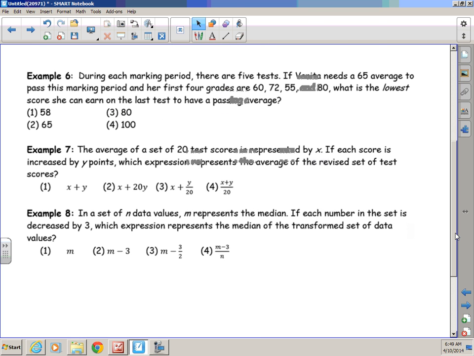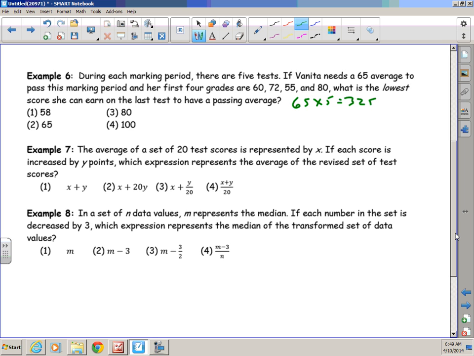During the marking period, there are 5 tests. Anita needs a 65 average to pass. So far, she's gotten a 60, a 72, a 55, and an 80. What's the lowest she can score? Again, what you would do is the same concept of adding the scores that she has. So if she needs 65 for 5 tests, that means she needs to get 325 points.